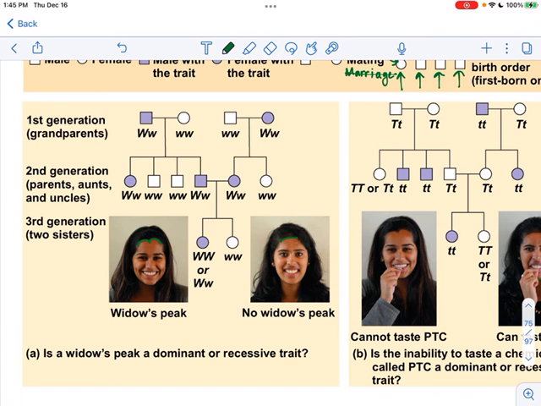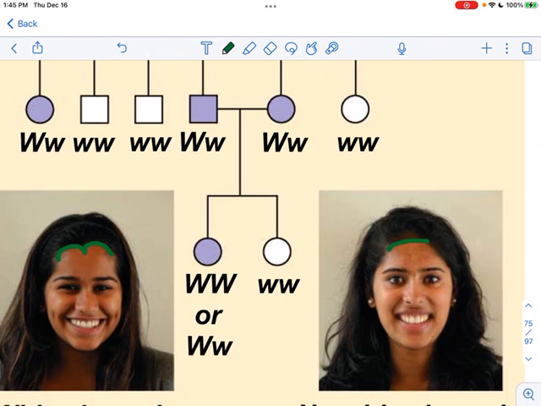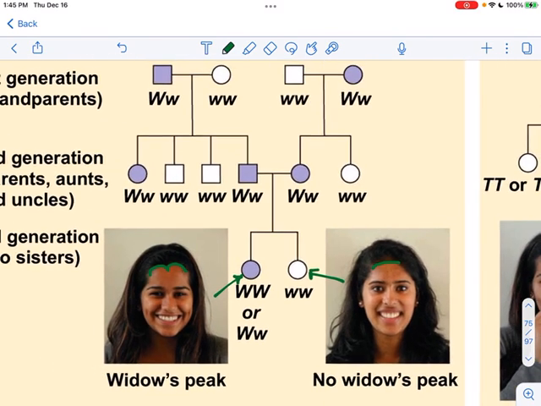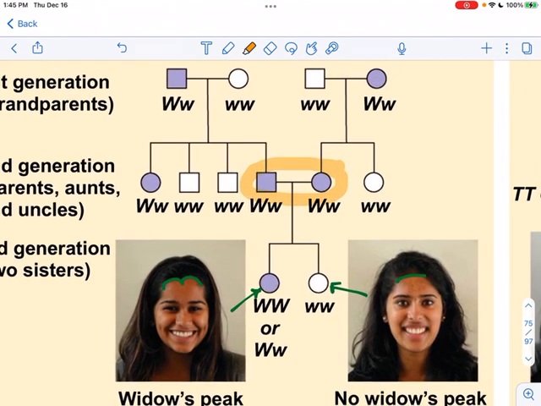We can trace the inheritance of that particular trait through a family by using a pedigree. These are the symbols for the 2 daughters that we're looking at. This daughter has the widow's peak, this is her symbol, and the daughter with the flat hairline, this is her symbol. Following back, we can see their parents. Their father was the youngest of 4, and their mother was the oldest of 2.